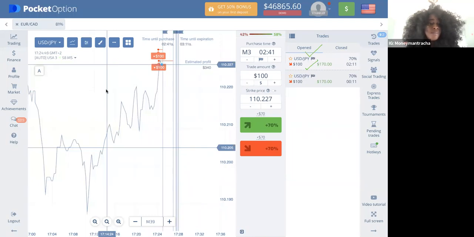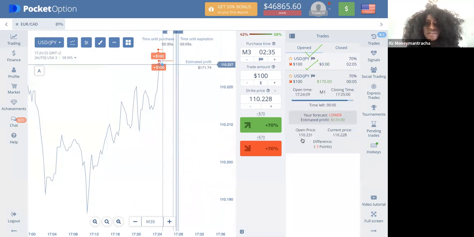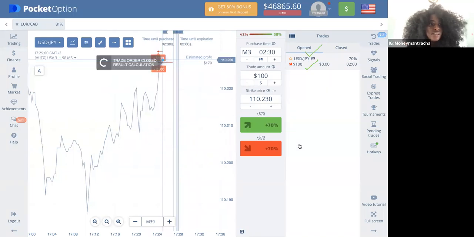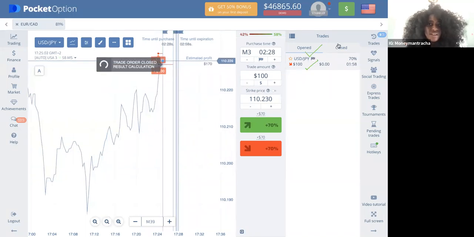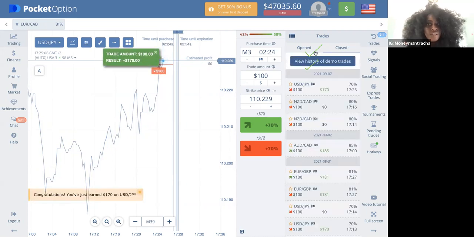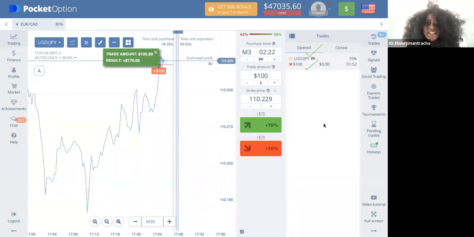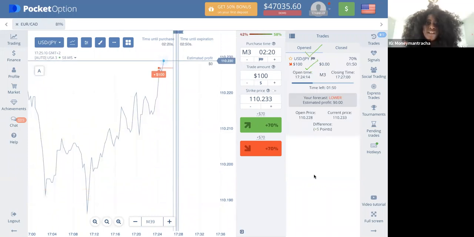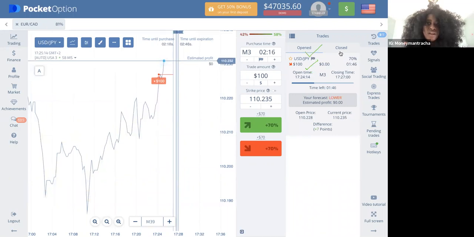So let's see who's still with me. Did anybody take the trade? All right, y'all said yes. Did that one clear? All right, so we cleared the 1 minute. Now let's see what's happening with the 3 minute. As long as it clears under 228, we should be fine.